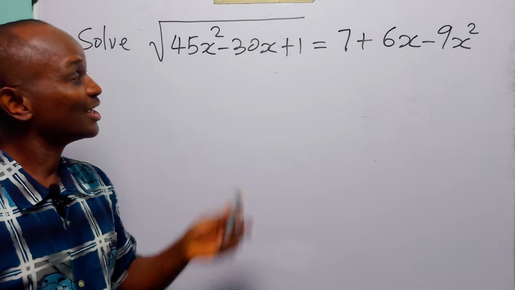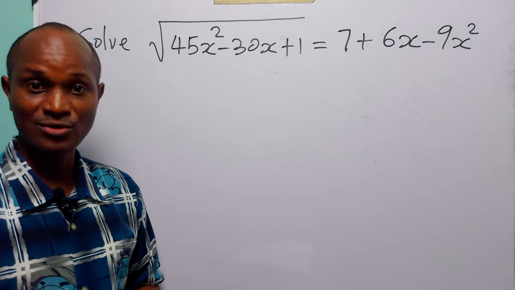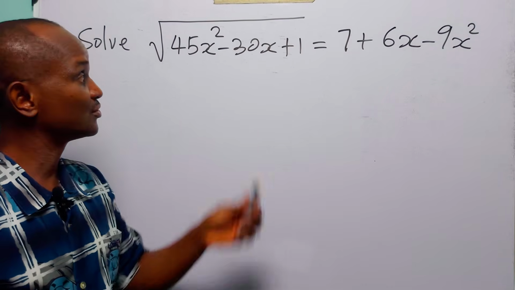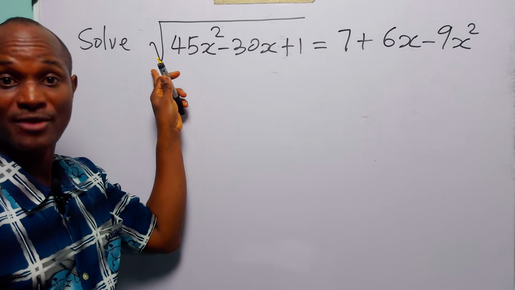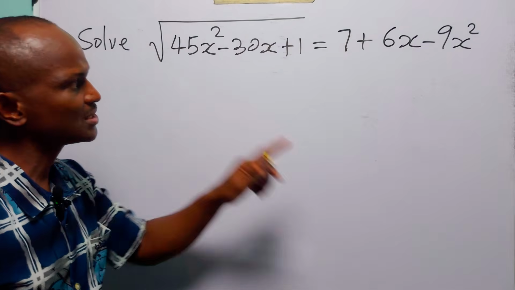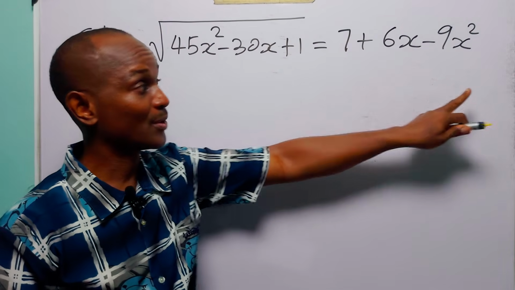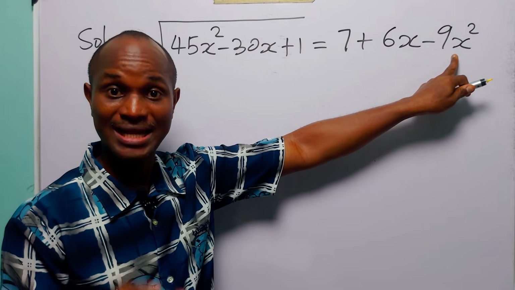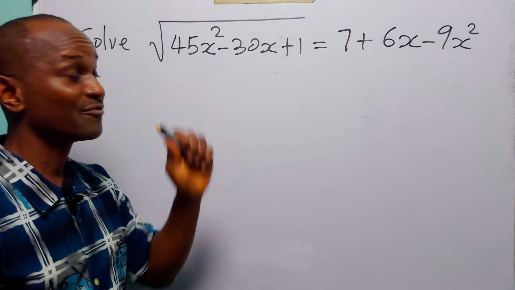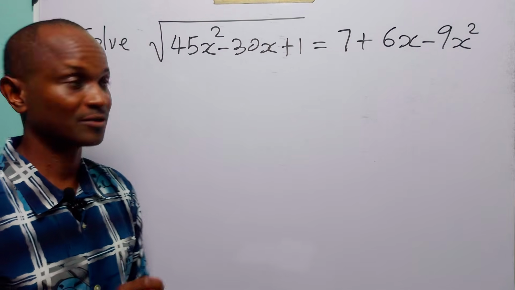Hello and welcome. To solve this equation for real values of x, the normal thing for us to do is to square both sides of this equation so as to get rid of this square root on the left hand side. But notice that when we square the right hand side, we are going to immediately run into a quartic equation, and those can be hard to solve.